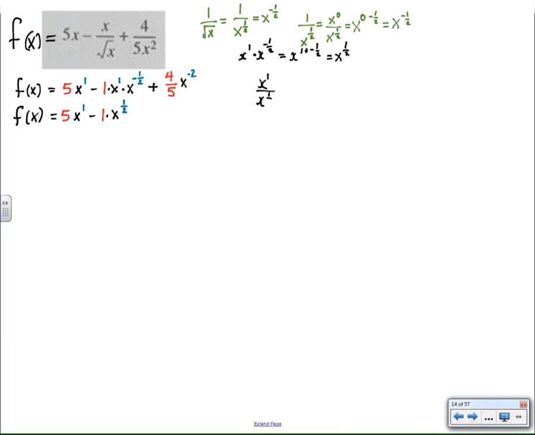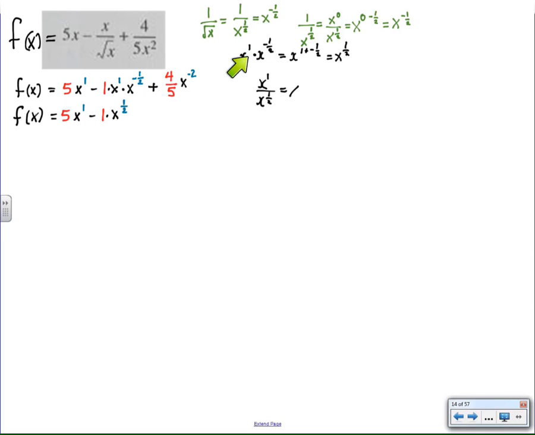I've got to stop here for a second, hold on. Right over here, I've got 5x to the 1, that's easy peasy, and here we have x times x to the negative 1/2, so this square root of x I converted over. When we multiply these two together, we add the exponents, and 1 plus negative 1/2 is equal to 1/2.